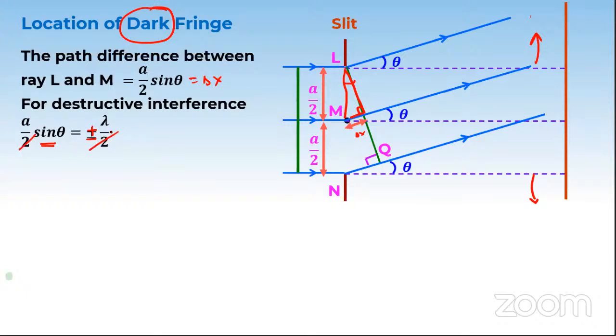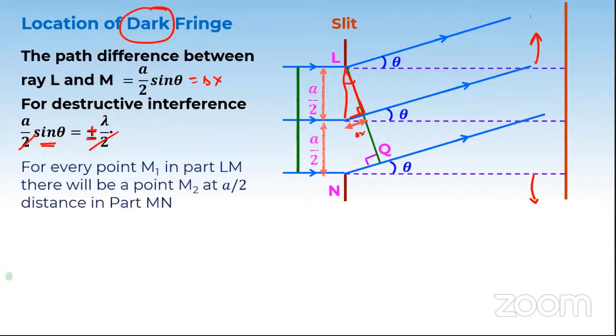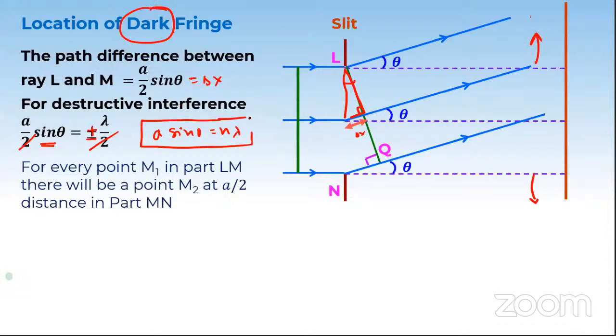Okay, what happens now? The 2 cancels out. I'll be left with a sin theta is equal to lambda, or generally a sin theta is equal to n lambda. So this is the condition for dark fringe. This is the condition for dark fringe. Okay, am I clear, guys?